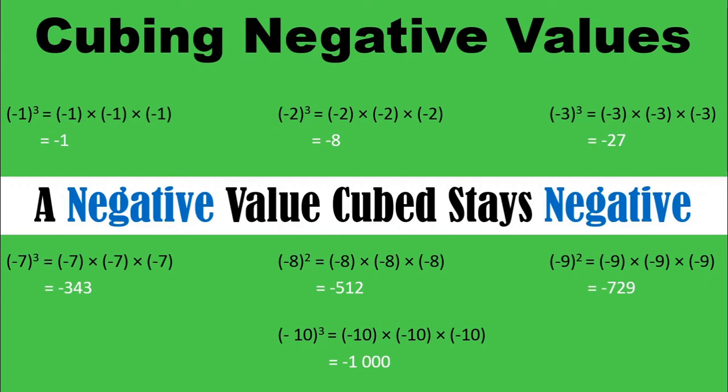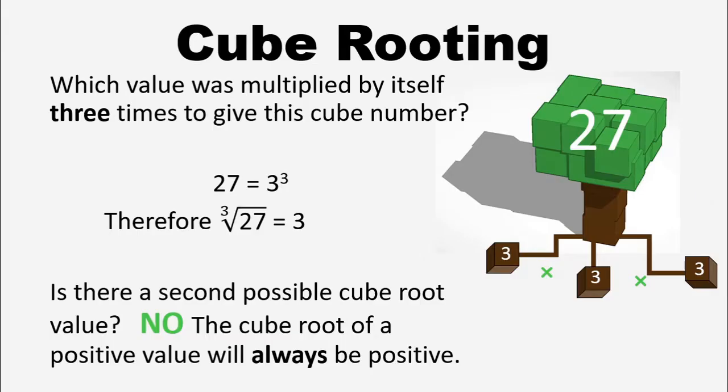We can translate that backwards to say that a negative number cube rooted would give a negative value, or a positive number cube rooted would always be a positive value. So no, there is no second possible cube root value. When you cube root a number, there is only one solution. If you cube root a positive number, that solution will be positive.